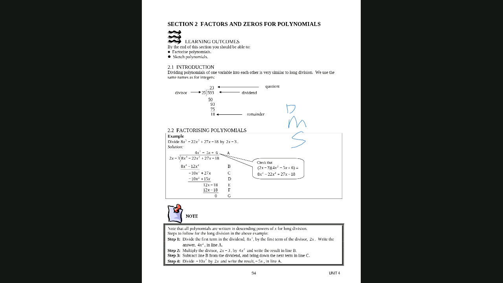We get minus 10x squared plus 27x. We divide 2x into minus 10x squared, we get minus 5x. We multiply, we get minus 10x squared plus 15x. Then we subtract, this one goes to 0, we get 12x minus 8. Then we divide 2x into 12x, we get plus 6. Then we multiply, we get 12x minus 8. Then we subtract, we get 0.